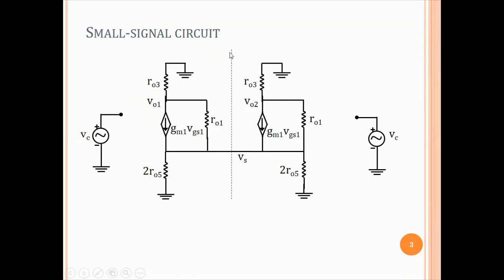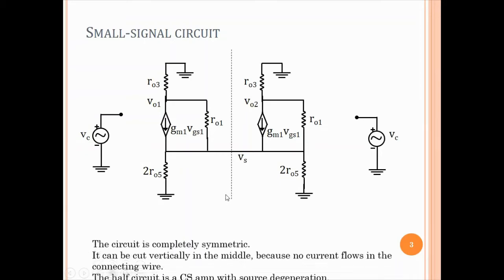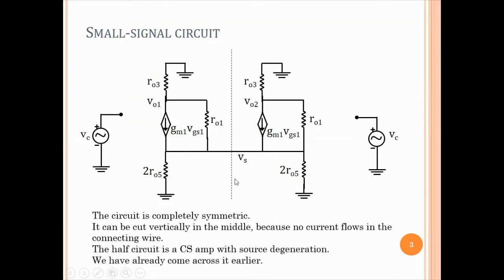And now if you look at this configuration, if we cut this in the middle, then everything on the left is the same as everything on the right. Everything is identical, and because it is identical, no current will flow in this wire from the left to the right, because there is complete symmetry, and complete symmetry implies that we can cut the circuit in the middle with no effect on the circuit behavior at all. And the ability to cut it in the middle allows us to analyze only half of this circuit, either the left half or the right half.